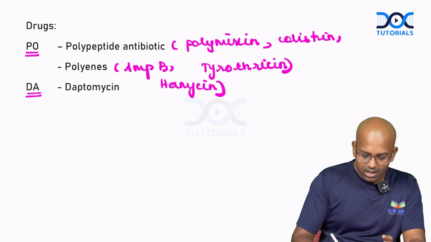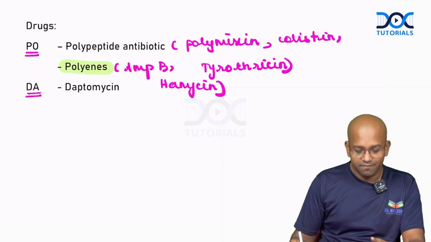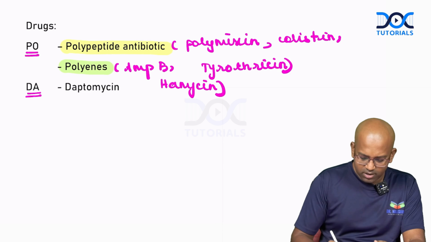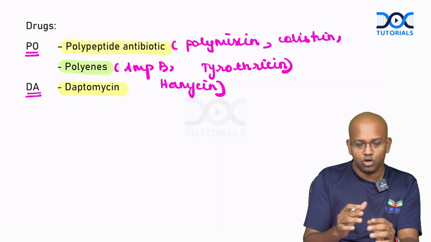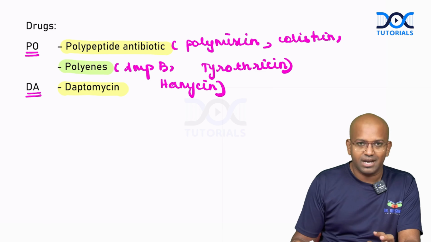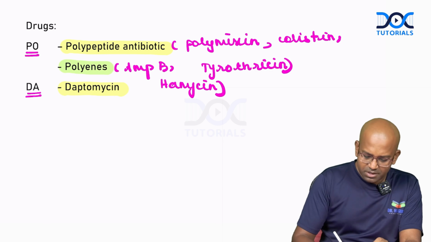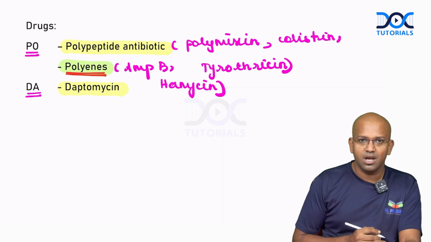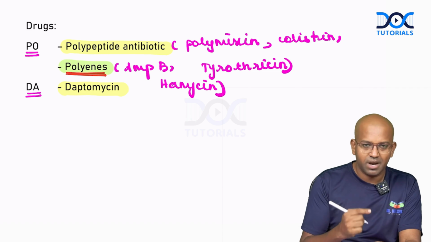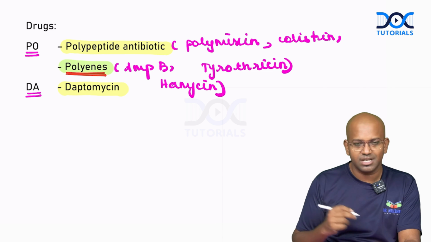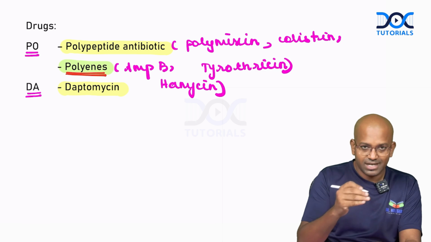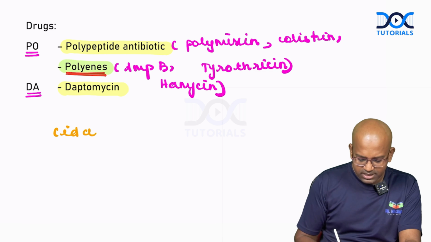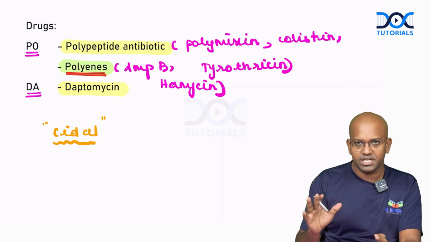Simply, polyenes are antifungal drugs, guys, whereas polypeptide antibiotics and daptomycin are proper antimicrobial agents. They are going to be killing the bacteria, antibacterial drugs. So from this we can easily understand that polyenes like amphotericin B and hamycin are fungal cell membrane synthesis inhibitors, whereas daptomycin and polypeptide antibiotics are bacterial cell membrane synthesis inhibitors. Similar to the cell wall synthesis inhibitors, these drugs are also bactericidal in nature. No confusions, no ifs, no buts. All these drugs are bactericidal in nature.